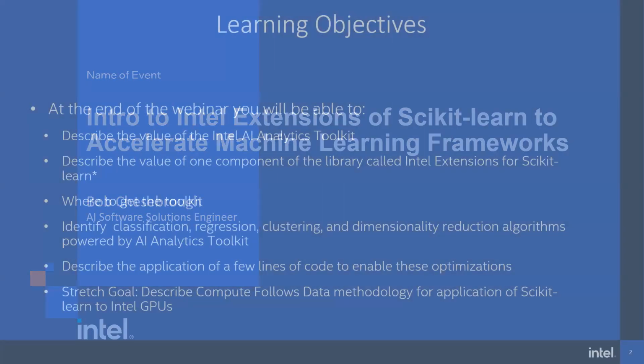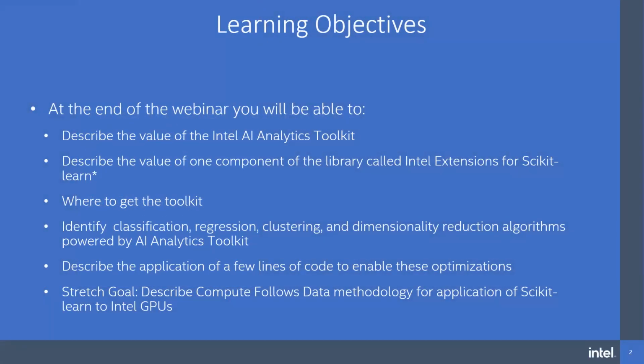So let's start with just some of the learning objectives. At a high level, when you come out of this, I want you to be able to describe the value of the AI Analytics Toolkit that wraps the Intel extension for Scikit-learn, and understand a little bit about what the Intel extension for Scikit-learn does, how this patching mechanism works, and what some of the underlying libraries are. Not every algorithm in Scikit-learn has been optimized by us, but there's a good chunk of them that have.